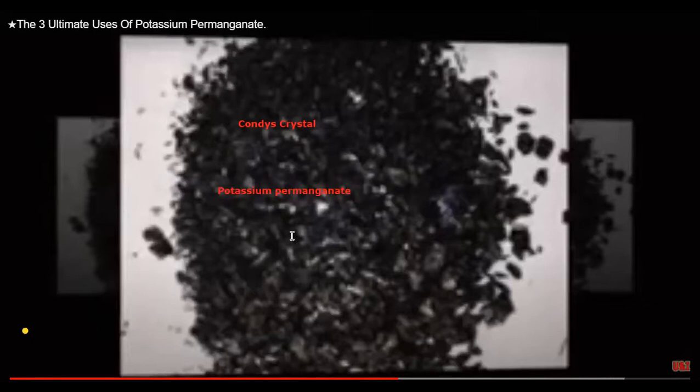My first question to you is, what is the color of Condy's solid? Grayish purple color. You see gray color, that is enough. You don't need to go very deep there. Second question: what is the scientific name of Condy's? Potassium permanganate. Answer that also.